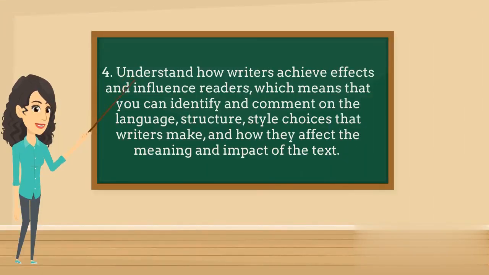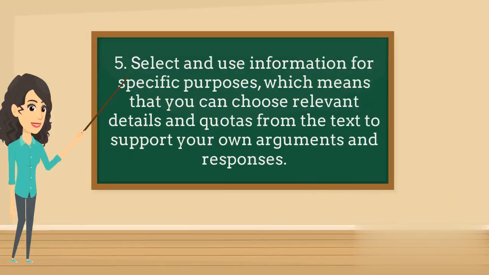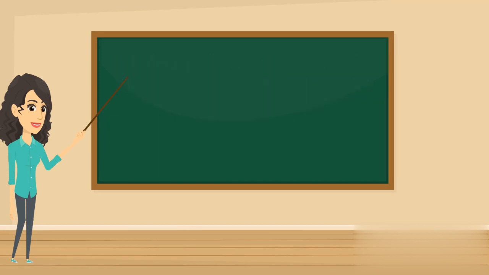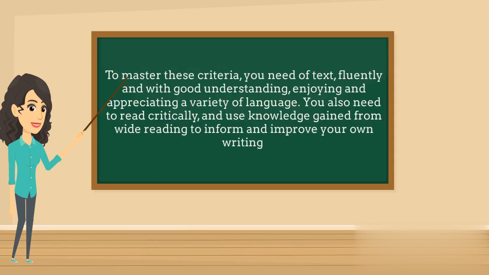Understand how writers achieve effects and influence readers, which means that you can identify and comment on the language, structure, and style choices that writers make, and how they affect the meaning and impact of the text. Select and use information for specific purposes, which means that you can choose relevant details and quotations from the text to support your own arguments and responses. To master these criteria, you need to practice reading a wide range of texts, fluently and with good understanding, enjoying and appreciating a variety of language. You also need to read critically, and use knowledge gained from wide reading to inform and improve your own writing.